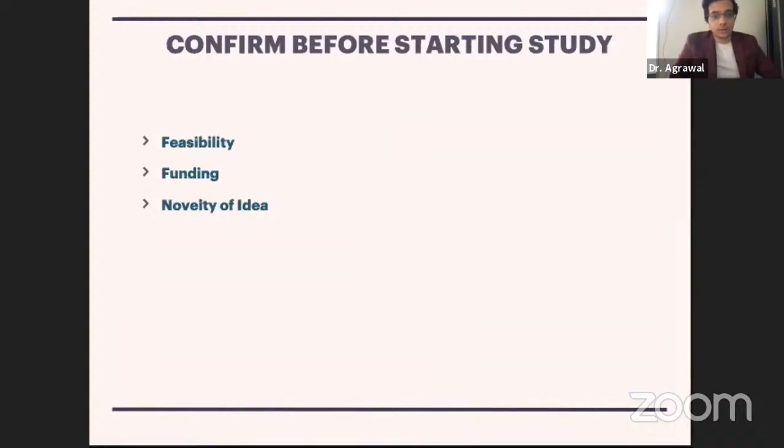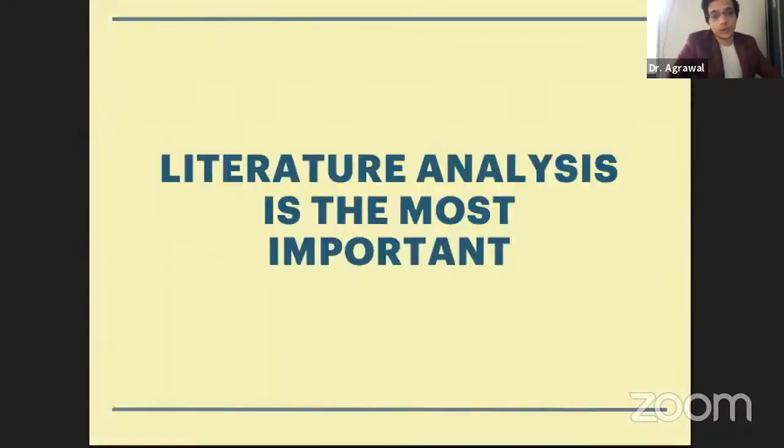Before starting your study, you need to confirm whether it's feasible or not, whether you can draw blood of 200 people if you're studying something related to that, whether you have enough funding for all the tests, if you have a microbiology test, or some sort of software that you need before you complete your project. The novelty of the idea, that's where literature analysis becomes the most important. You need to go back. We spoke about yesterday how we can go through Google Scholar, go through PubMed, look at research papers that have already been done, maybe get ideas from a few of them, and figure out what the best case scenario for the Indian population or the Asian population is.